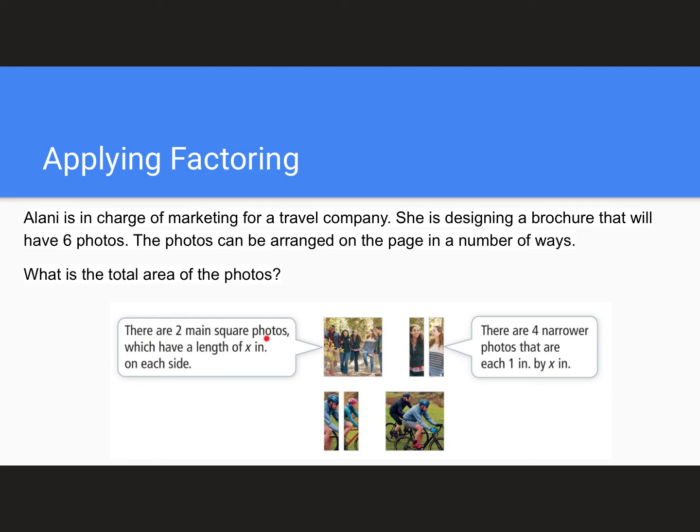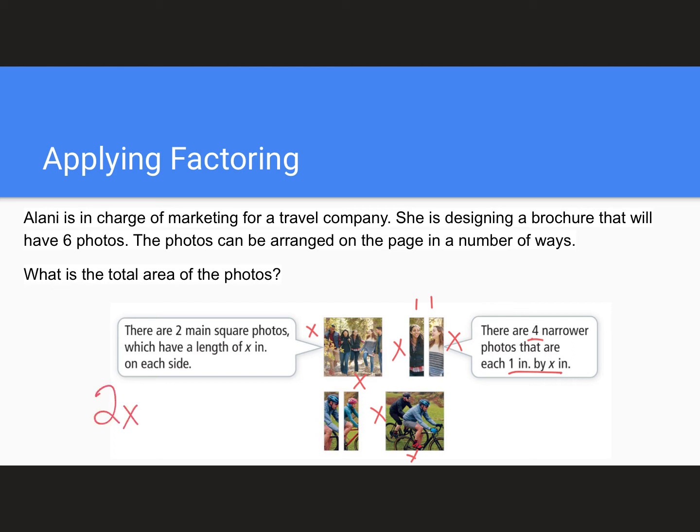So there are 2 main square photos that have a length of x inches on each side. So the squares are all x by x. And there are 4 narrower pictures that are 1 by x. So these would be 1, 1, x.